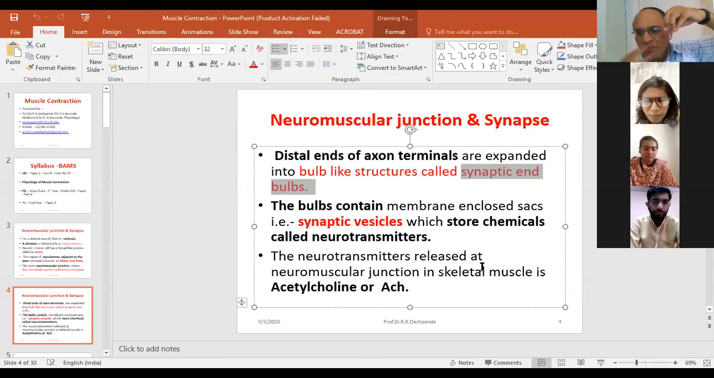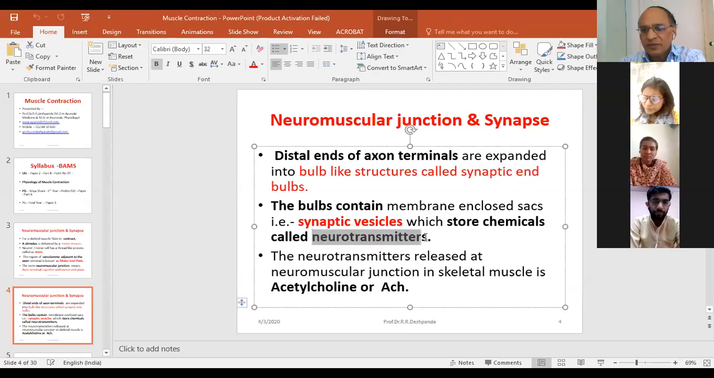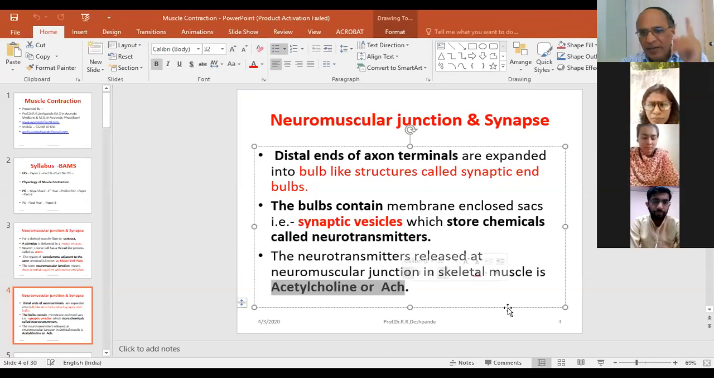They contain some chemicals, and those are called neurotransmitters. This word is very important for our muscle contraction. These are chemical molecules. And the important neurotransmitter for muscle contraction is ACH. Don't forget it. Muscle contraction, acetylcholine. This neurotransmitter is very, very important. Okay, we will go further.